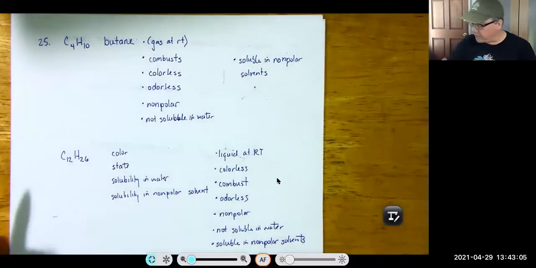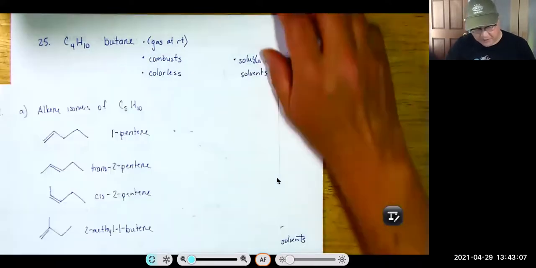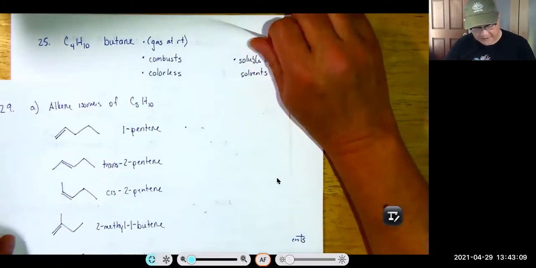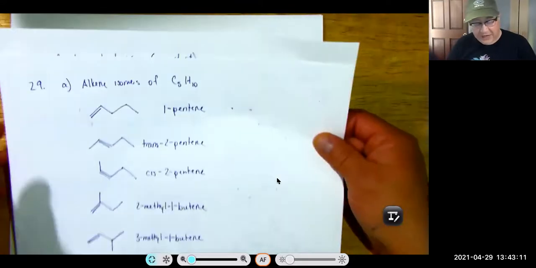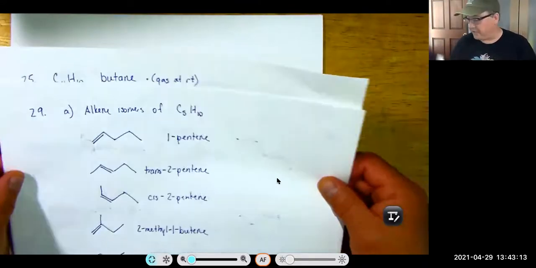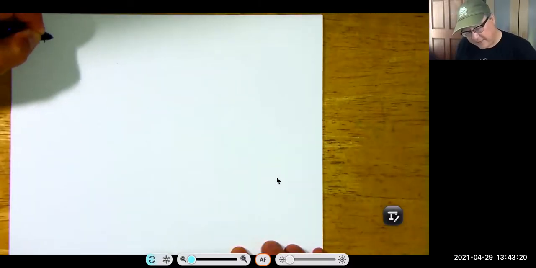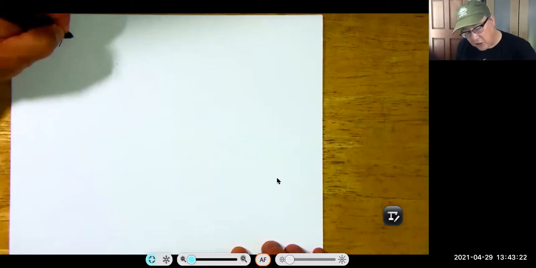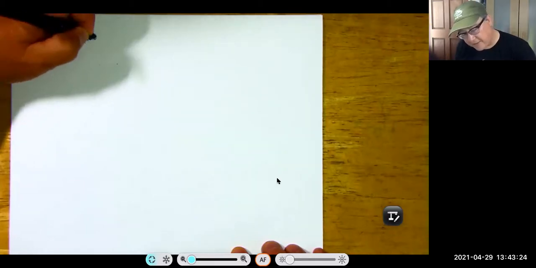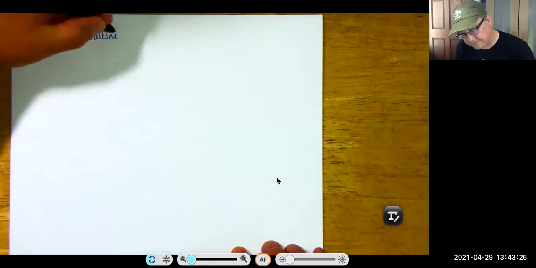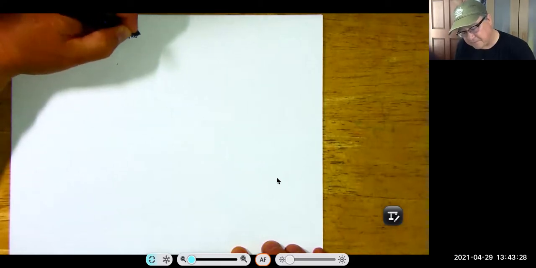Okay. Now I said we were going to do one better than the book. It said draw one of the cycloalkane isomers. We're going to try and get them all, okay? So this is 29B, the cycloalkane isomers of C5H10.